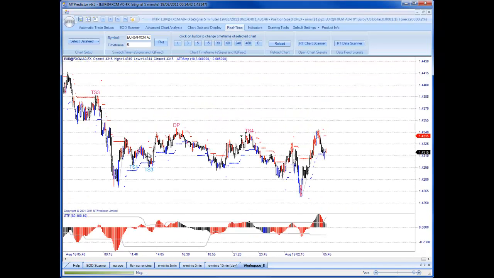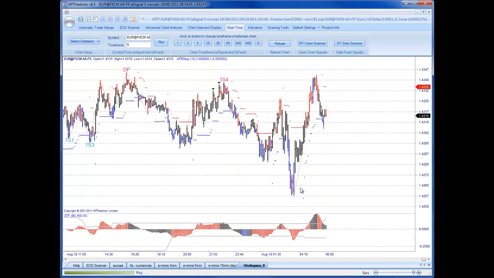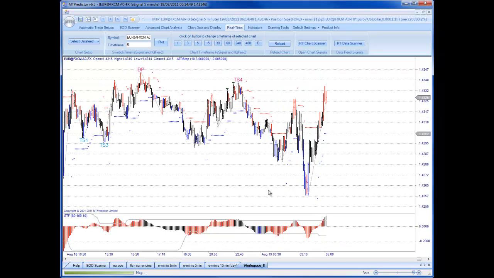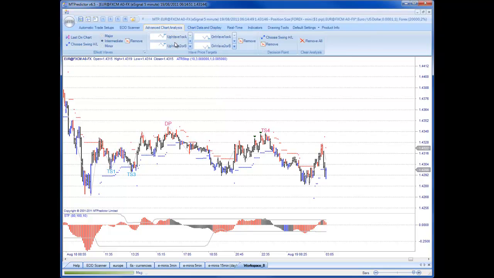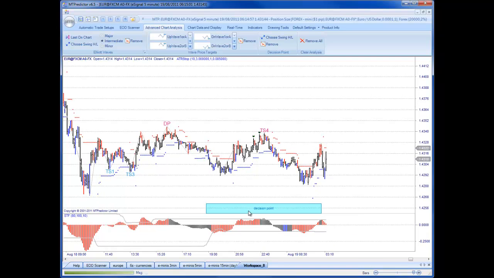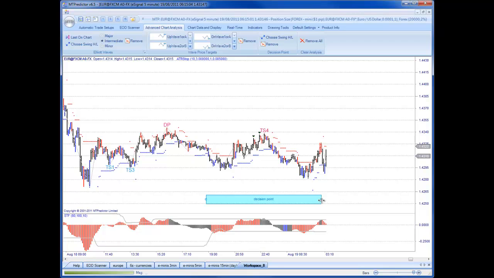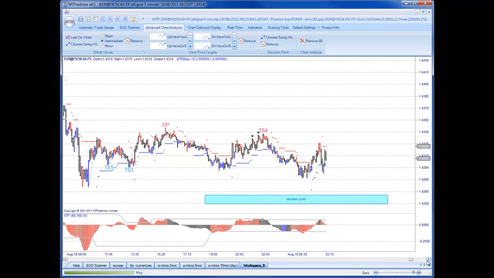Just want to have a quick look at what some professional traders do. Interestingly, the euro rallied up from this low here, so wouldn't it be nice to have caught that low in advance? Well, we do have some tools that can do that. If I go to advanced chart analysis and I put our decision point tool on from the last swing pivot, you can see this tool gave us a support zone on the chart in advance. So let's see what happened as we go forward.